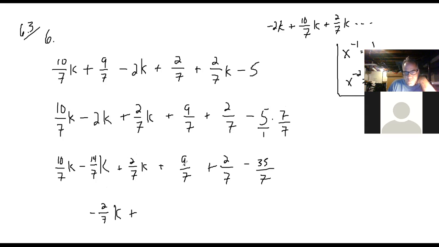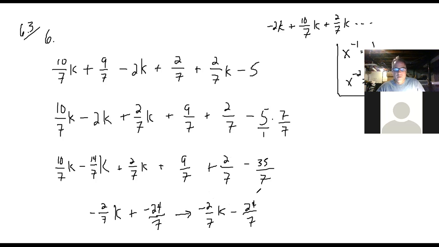And then here, we're going to have 9 plus 2 is 11. And 11 minus 35 is negative 24. So now that's 24 sevenths. And so when I write my answer, you could put it in just like this, but I would be apt to just write it as subtraction, minus 24 sevenths.